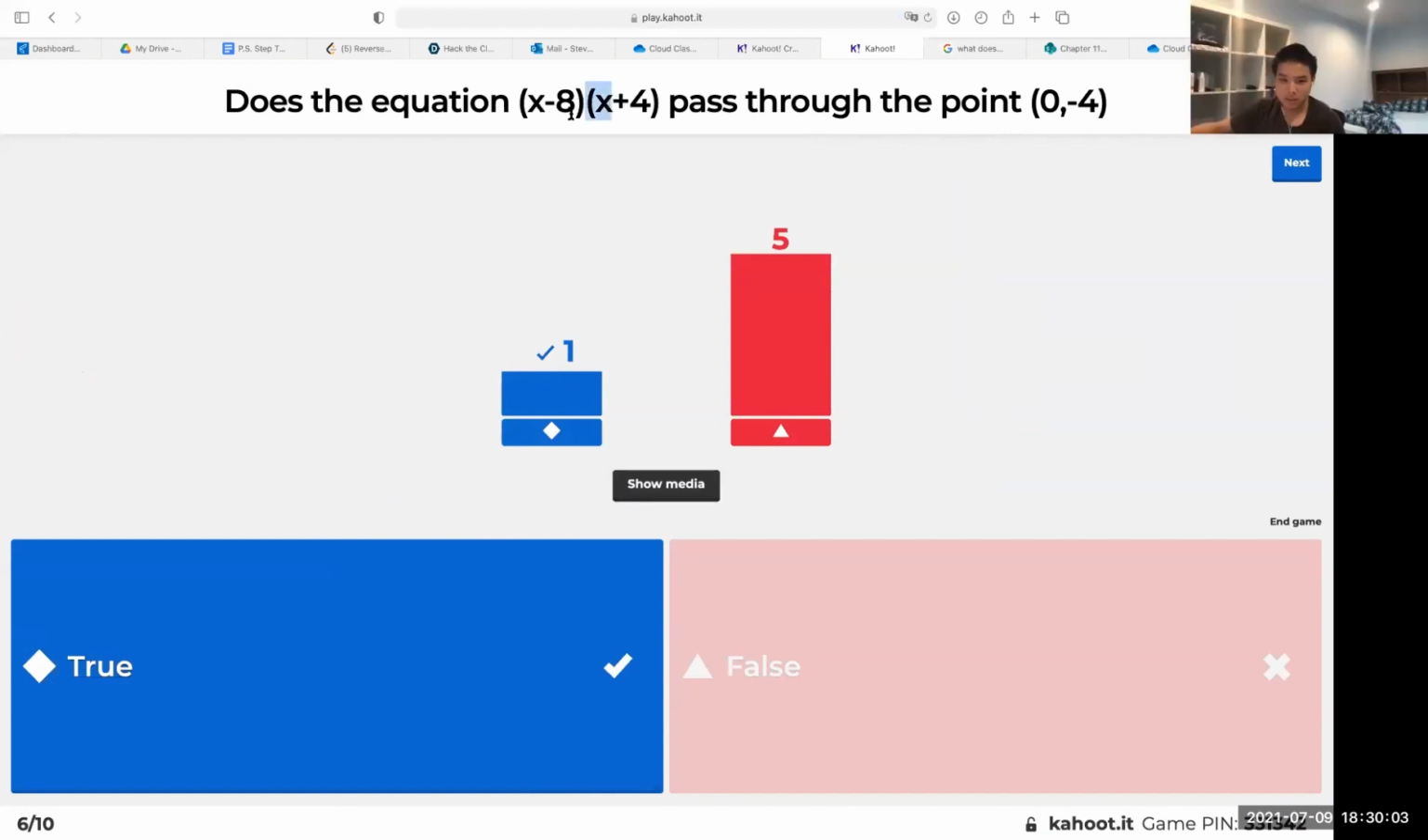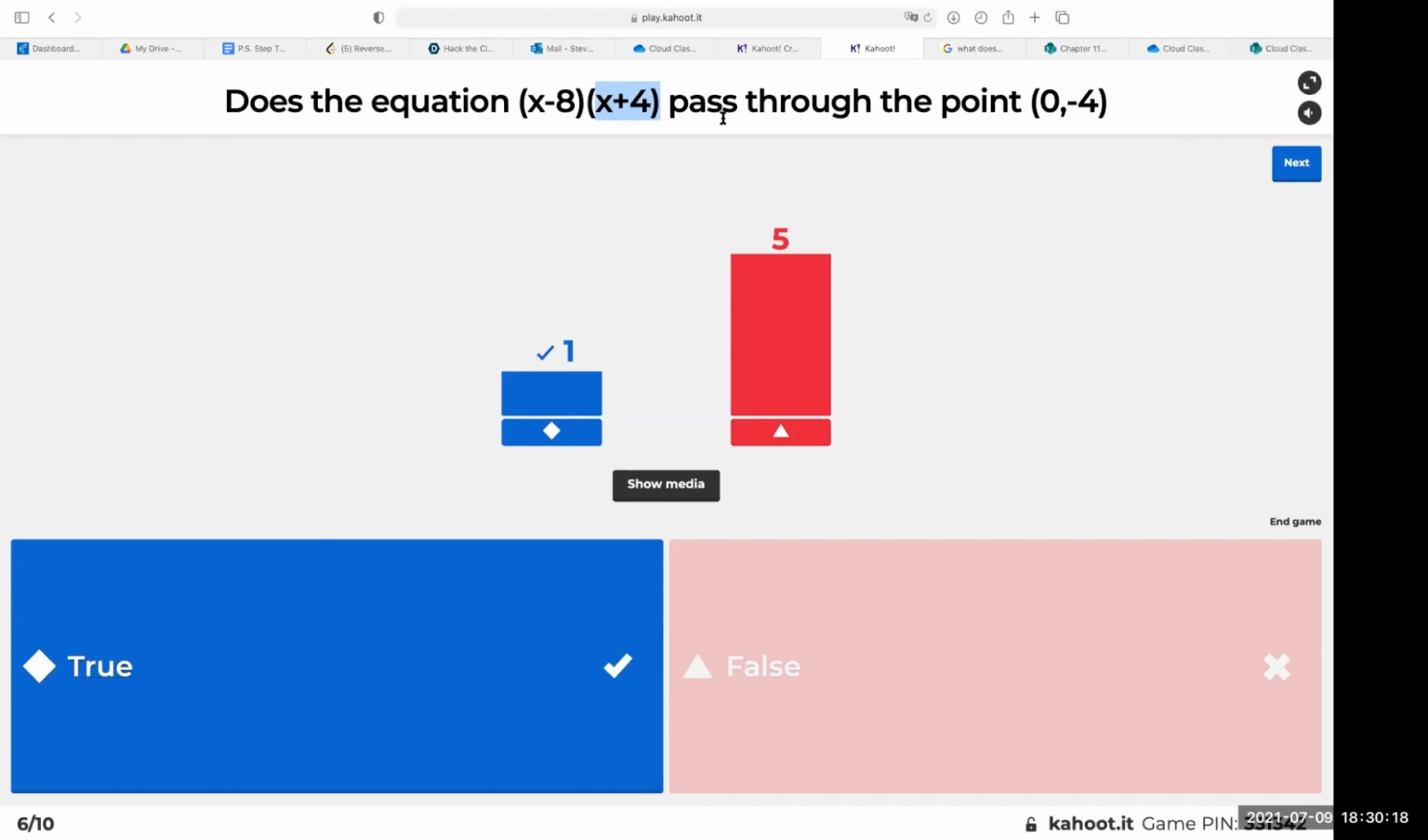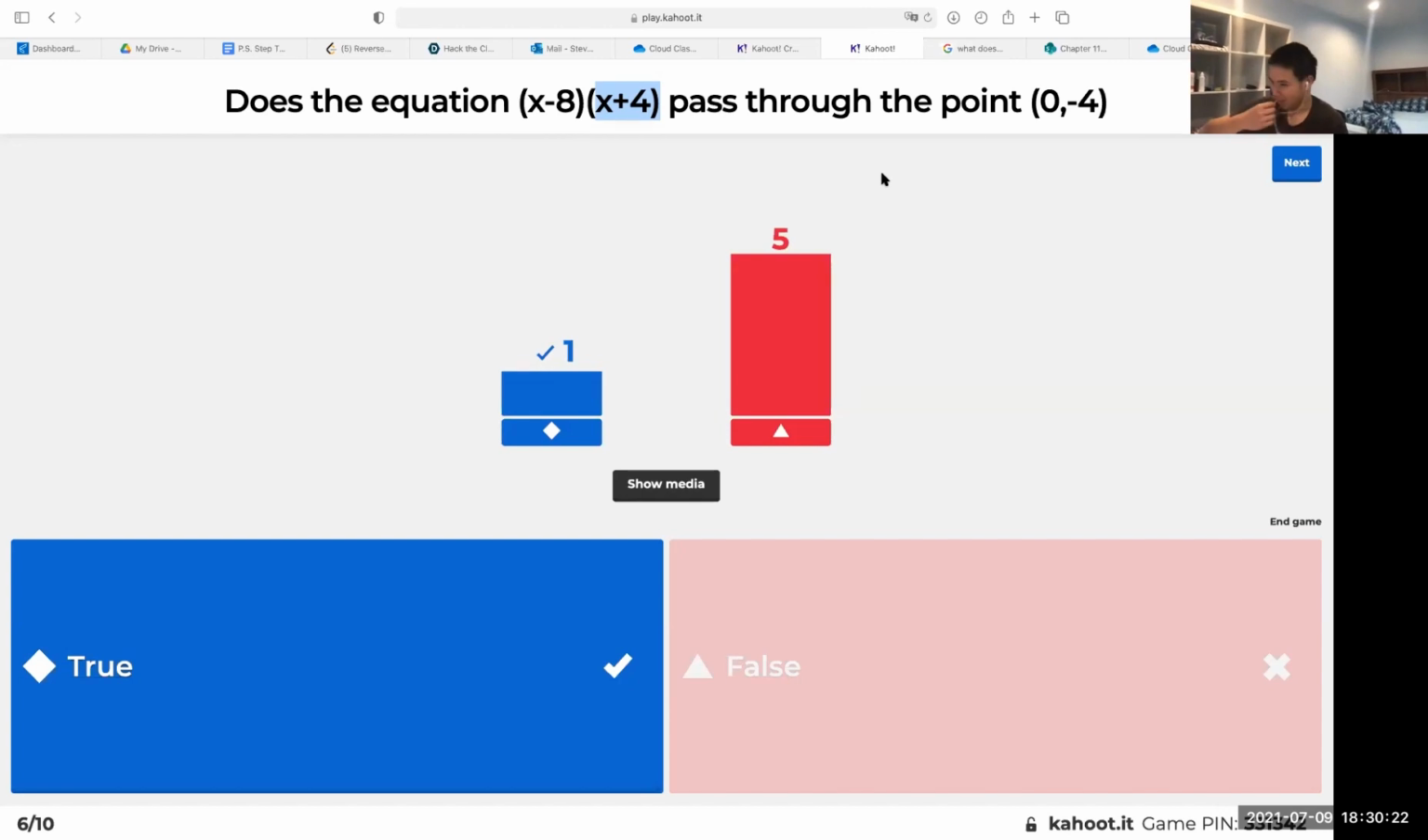Yeah, so guys, remember the zero product property: you set x plus 4 equal to 0, and you subtract 4 to get x equals negative 4. And okay, wait, my bad, I did this problem wrong. It's supposed to be negative 4, 0, not 0, negative 4.